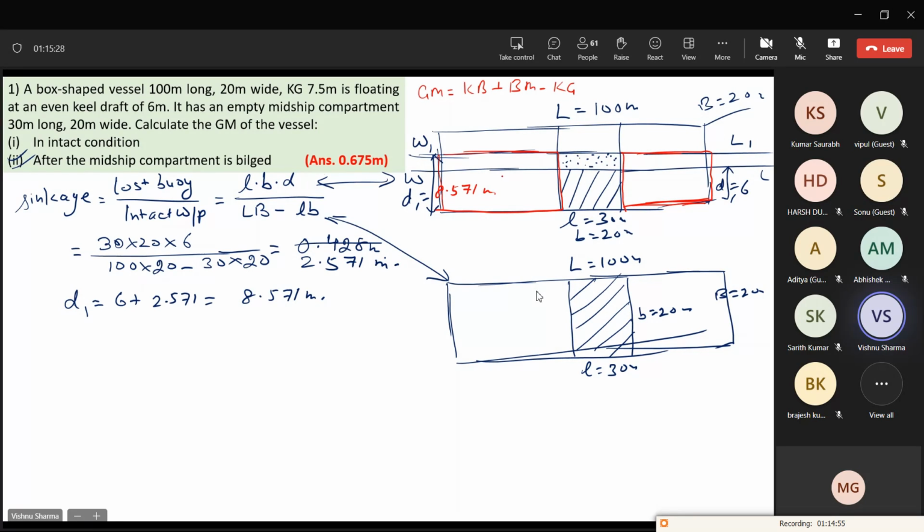Where will be the center of buoyancy of the left one? It will be here. Where will be the center of buoyancy of the right one? Because they are both cuboidal, where will be the combined geometric center? It will be here. So it will be KB by 2. But if you ever have any doubt, your KB will be half of 8.571, which will be equal to, but we'll calculate it also, don't worry.